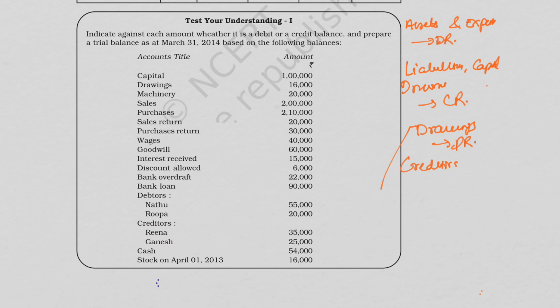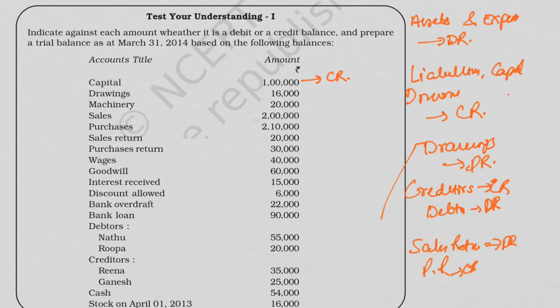creditors, credit, debtors, debit, sales return, debit, purchase return, credit. Okay, so let's classify each item. First of all, we have the capital account, rupees 1 lakh. So capital account, we know its nature is capital, so it will be credit. Then we have drawings.